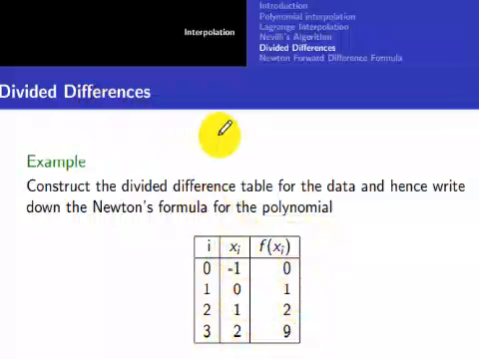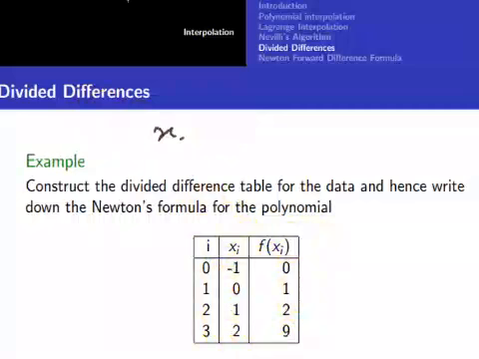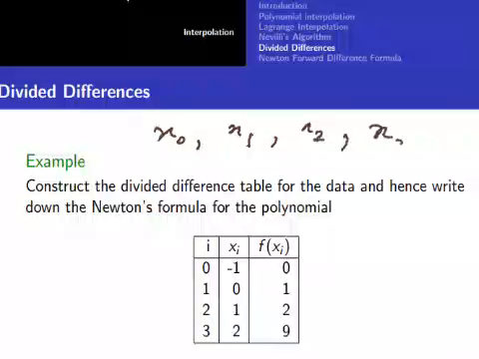So let's write out the x data set, x0, x1. There are 4 data points. I just write the x coordinates of those data points. So according to this data, they would be equal to -1, 0, 1, and 2.